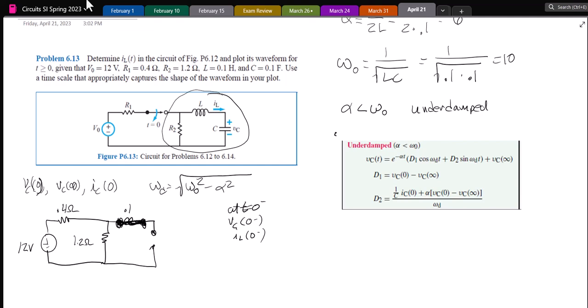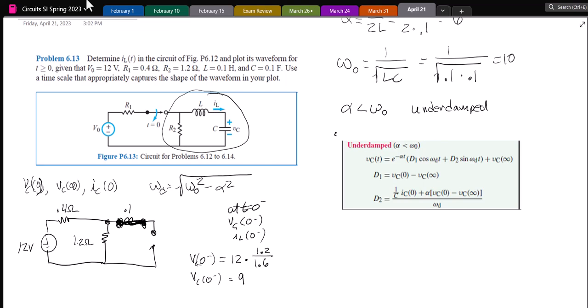So we want VC of 0 minus, and do it a little differently than I did last time. Notice it's in parallel with the 1.2 ohm resistor. So I can use voltage division on this part over here. So I can say it's the total voltage times 1.2 over the sum of the resistances, 1.6. So VC of 0 minus equals 9.